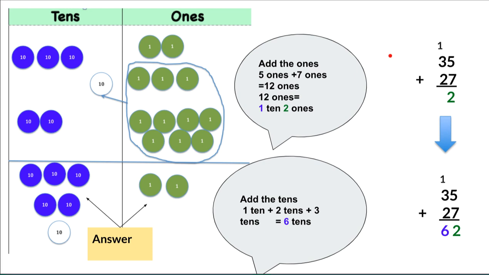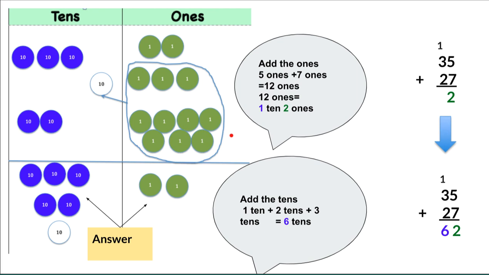So this is our first problem. It looks basic enough, 35 plus 27. So I represented the 35 in the top of the tens frame, and the 27, the two tens and the 7 ones in the bottom. The problem is an addition problem, so we need to combine.